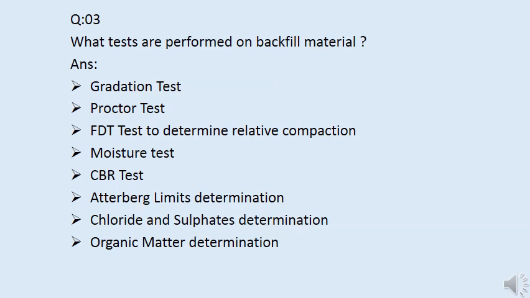Moisture content test. Moisture content test is performed in the laboratory to find the optimum moisture content, and at the site also it is performed, and the site moisture content is compared with the OMC. CBR is California bearing ratio test, Atterberg limits determination, chloride and sulphates content determination, and organic matter determination. So these are some of the tests for the backfill material. Next.